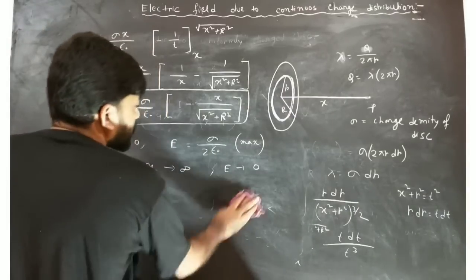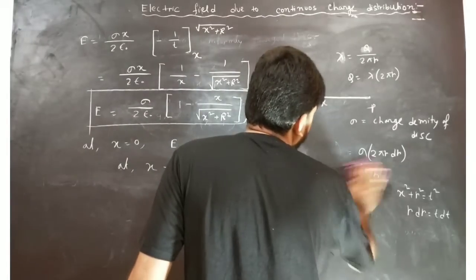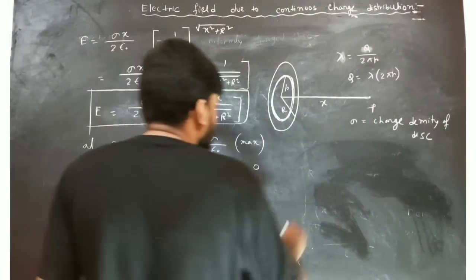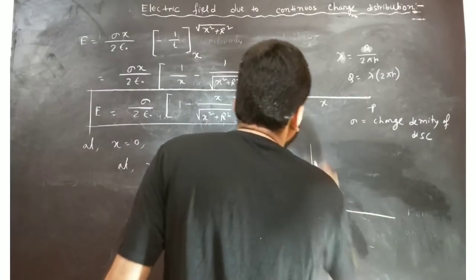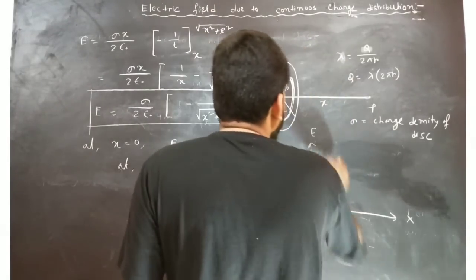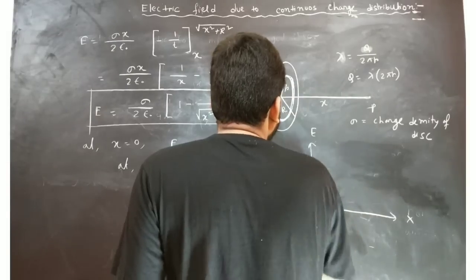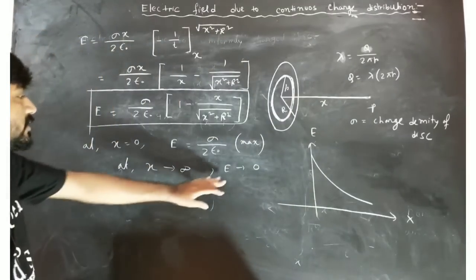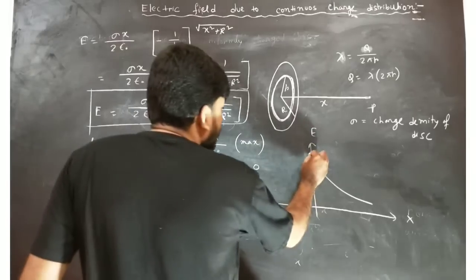So you can write it in this way also. We can draw the graph, E versus x graph. If you want, you can draw the E versus x graph here. If this is E and this is x, then you can draw the graph in this direction. At x equal to 0 it will be maximum, and then it will be minimum when x tends to infinity. So this is E max.